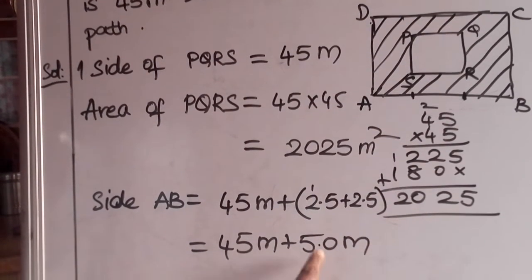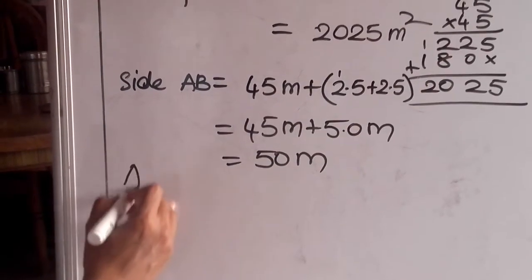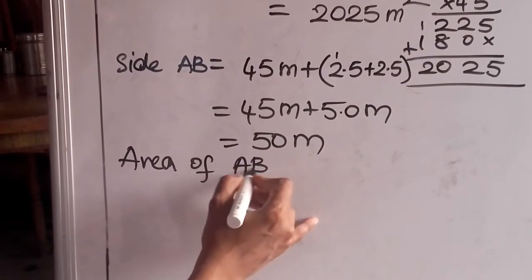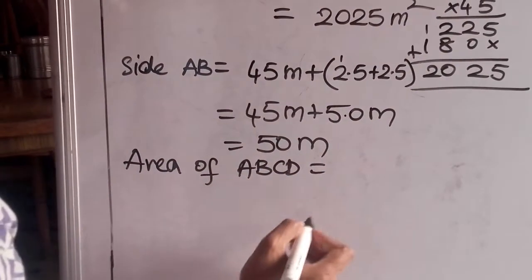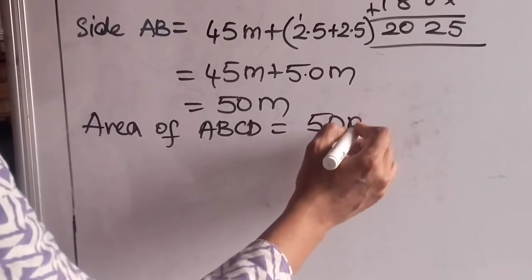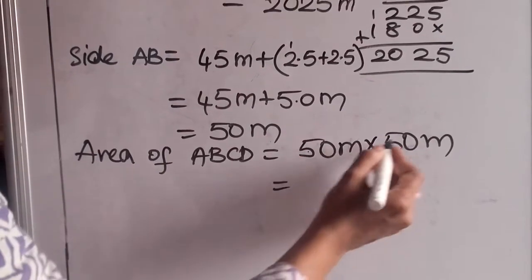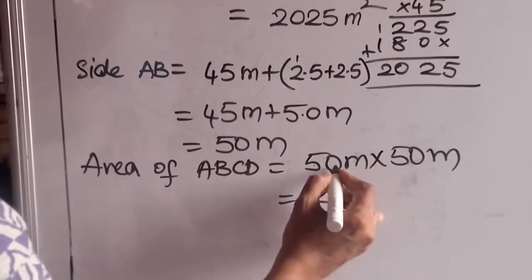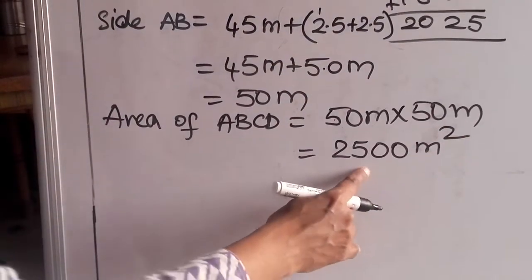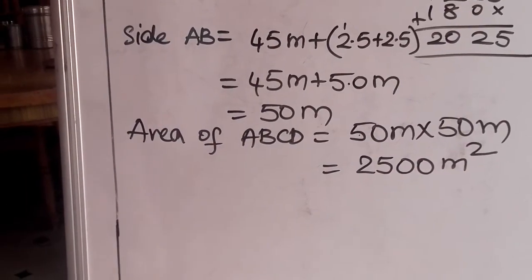So 45 plus 5 is 50 meters. Now let us find out the area of ABCD. Okay, square ABCD is side into side, which is nothing but 50 meters into 50 meters. This is equal to 5 5s are 25. 2 zeros are there, so add 2 zeros, and this is 2500 square meters. Understood this?